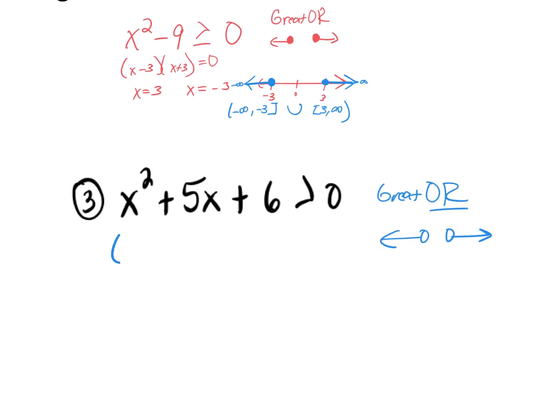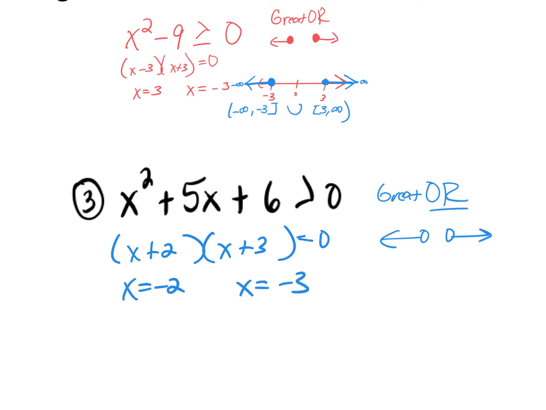Good. So let's find our spots. What are the factors of positive 6 that multiply to give me 6 but add to give me 5? 2 and 3. x plus 2, and x plus 3. You caught yourself. So I have x equals -2 and x equals -3, right?